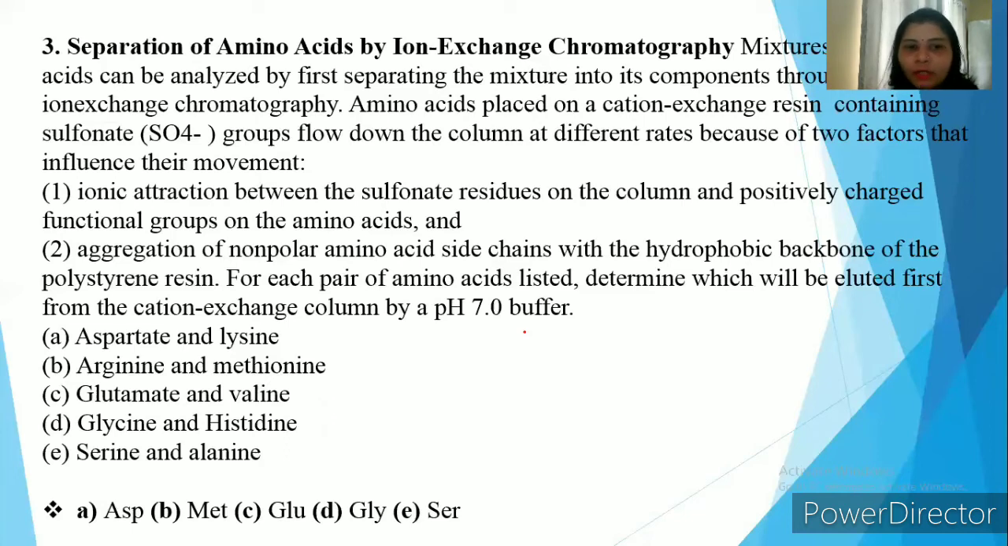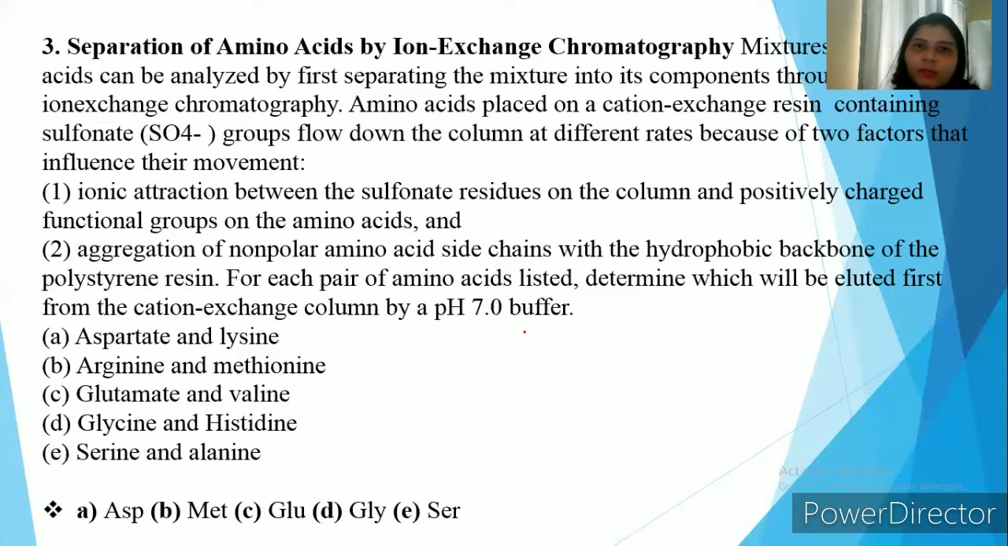resin. For each pair of amino acids listed, determine which will be eluted first from the cation exchange column by a pH 7.0 buffer. See, here the resin is a cation exchange resin containing sulfonate groups. Okay, and the two factors are also given. Now the question is, from each pair of amino acids, which one elutes first?